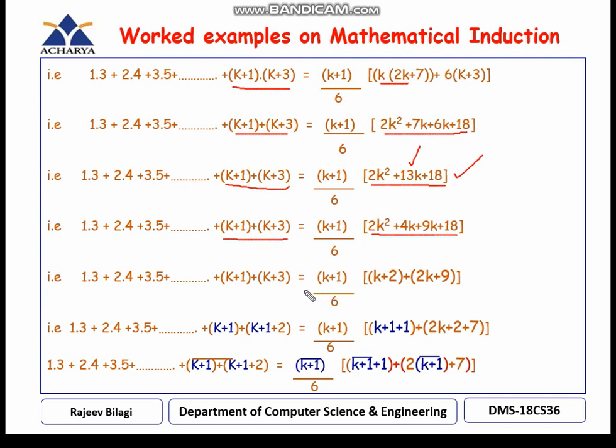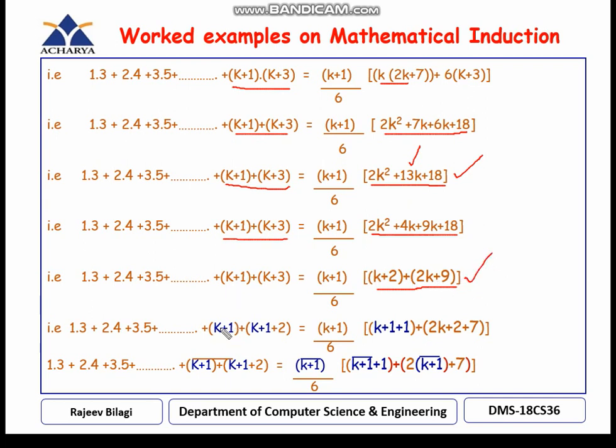Now k plus 1 divided by 6, if you write down here, if you take out 2k common, you will get k plus 2, plus 9 common, then again k plus 2. So you will get k plus 2 times 2k plus 9.